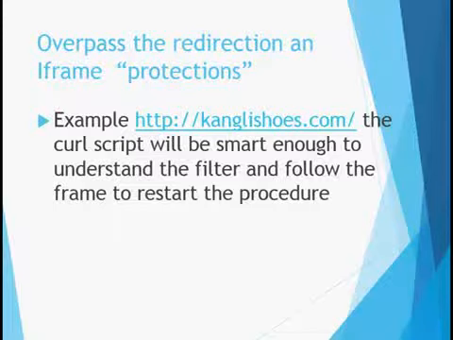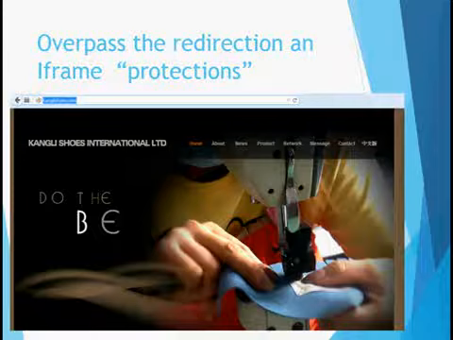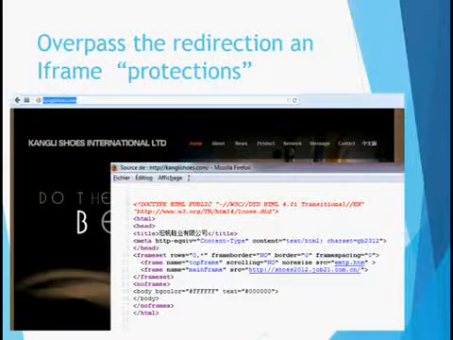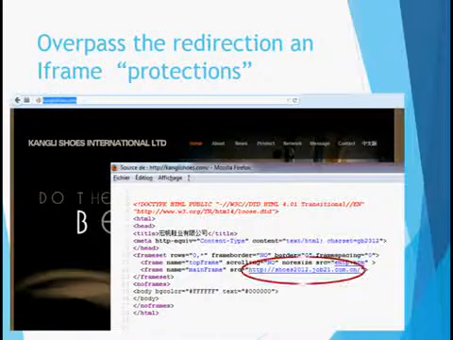Here, when you're going on a website, as a human you don't see anything special. You see the contact page. So you see, okay, we'll scan the contact page. But if you open it in PHP or in curl, you won't see this at all. You will see an iframe with absolutely no information. So you can see that there is shoes2012.job21.com.cn. The curl is smart enough to understand, that's a protection, I will overpass this protection. And he will overpass it, and he will scan the new one.